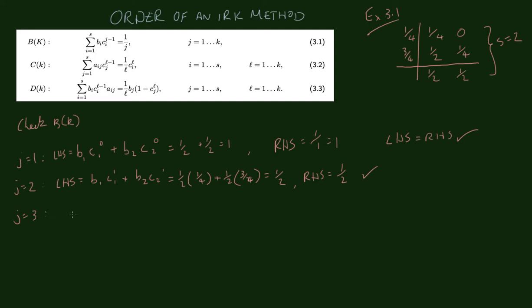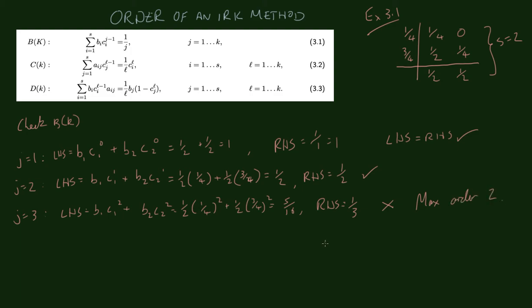Okay, continue for j equal to 3. You start to see the pattern emerging with the order conditions. So here's the same, but we just square the c values, and if we work out what that is, that's 5 over 16, and the right hand side of that condition is 1 over 3. Okay, so what we have here is left hand side is not equal to right hand side. So the maximum order this could be is second order.